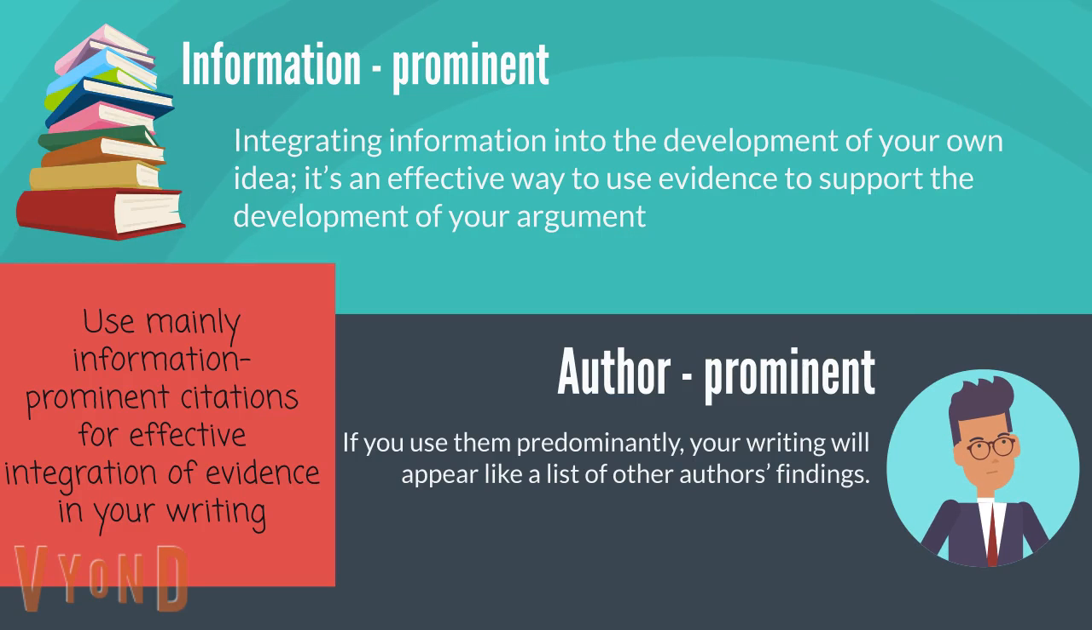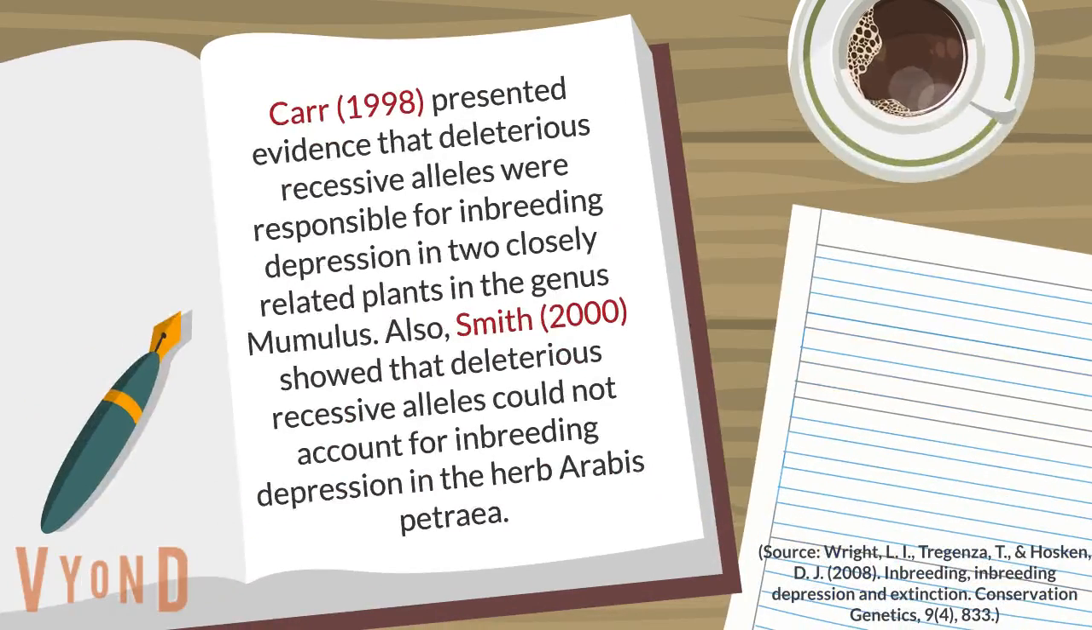Let's have a look at some examples. What is the author saying here? They're saying that Carr presented such and such evidence and Smith showed this and that. Where are ideas of their own? If the text looks mostly like this, then the author is not linking the evidence to their own ideas, are they? Okay, let's have a look at another snippet of writing.